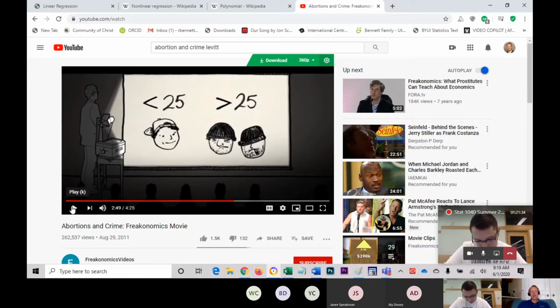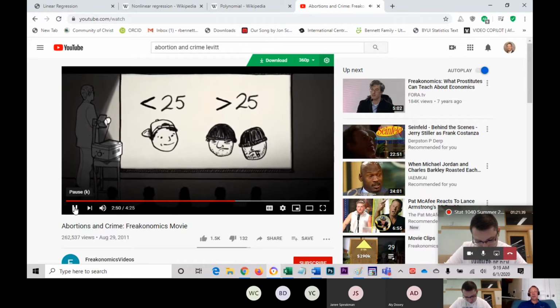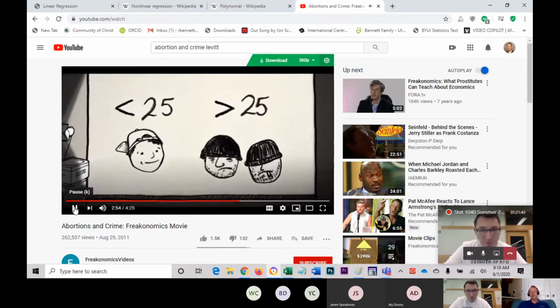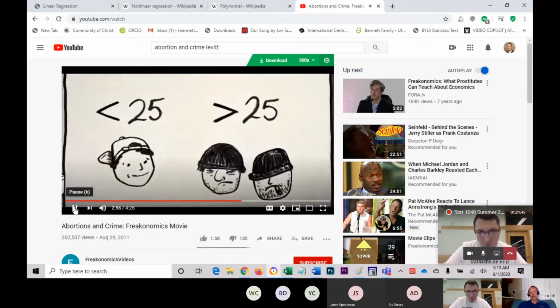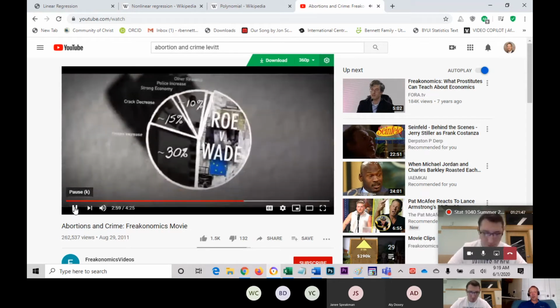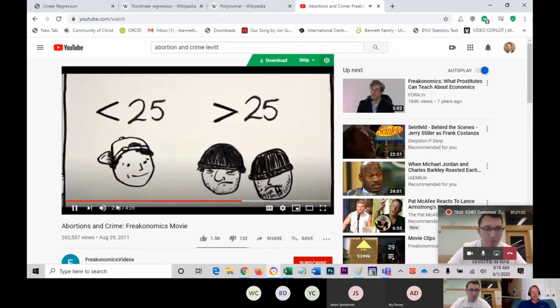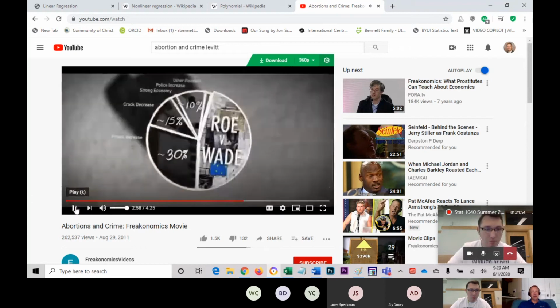So the idea, once again, is he's using correlation. He hasn't found... This is a really hard thing. It's not like you can do a randomized controlled trial. Okay, so these are the things.